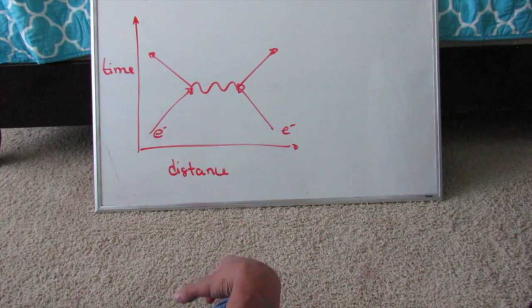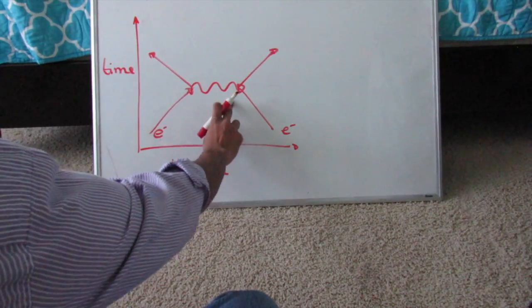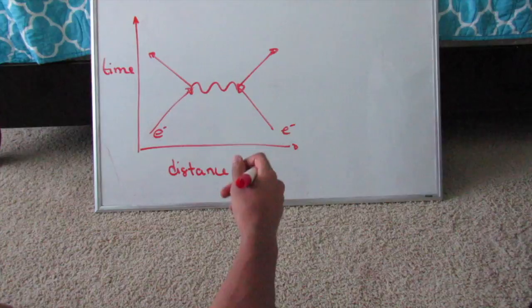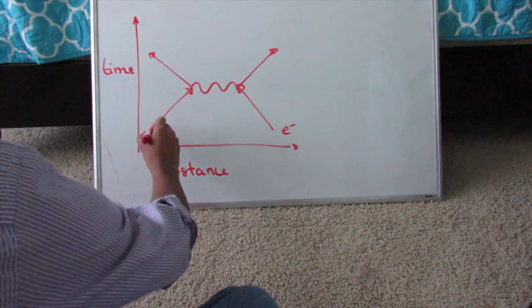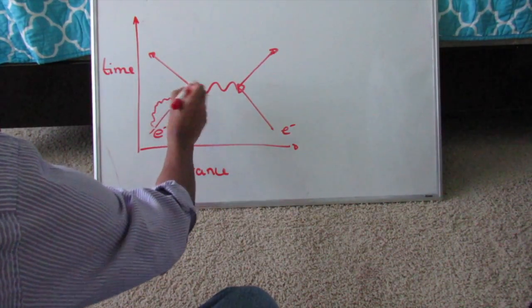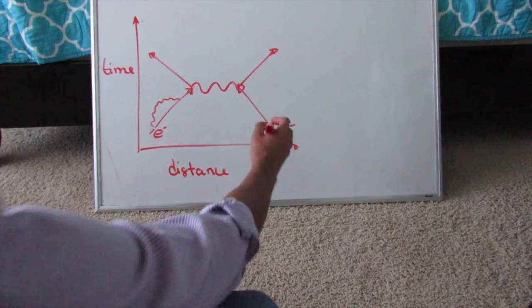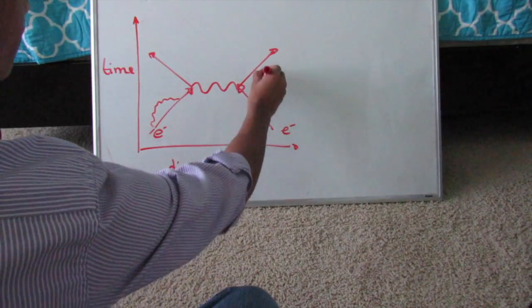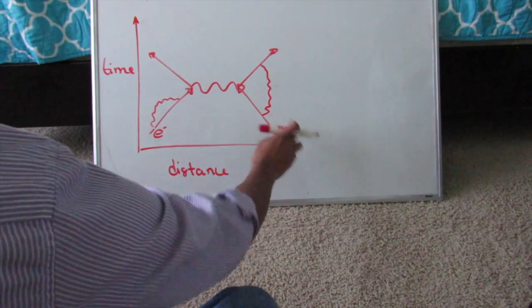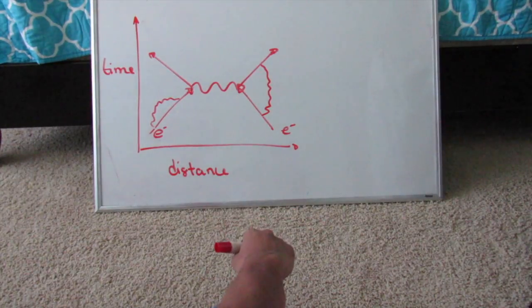For one thing, we don't actually know how particles interact. We know that this photon is transferred, but we don't know how that happens. For example, before the interaction, maybe this electron emits and reabsorbs the photon. Or maybe during the interaction, before and after it, this electron tossed a photon up and caught it back later.